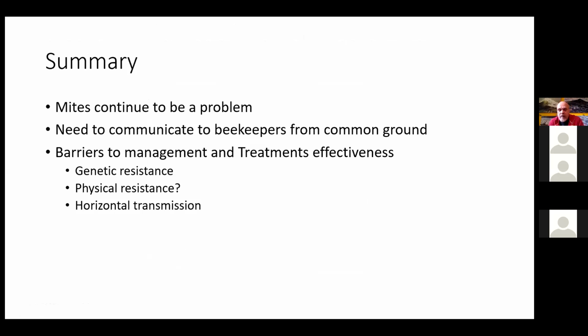So in summary, mites continue to be a problem. We need to communicate with beekeepers from a common ground. We have to look for that common ground and meet them where they are. And we also have to think of those barriers to management and treatment effectiveness. There's genetic resistance out there. Should we be monitoring for that? Should we be thinking about community ways of, like, okay, everyone in this region treat with this product this year and then don't treat for 3 years? Are there things like that we should be thinking about?